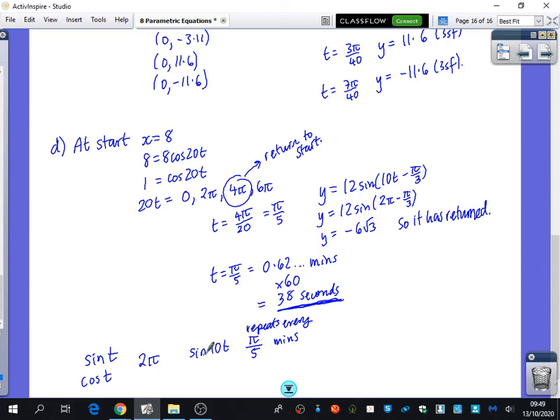Okay, so the sine graph, the y part, is cycling every pi over 5 minutes. The cos part is cos of 20t, ignoring the bits at the beginning because we don't need that. So how often would this one repeat itself?